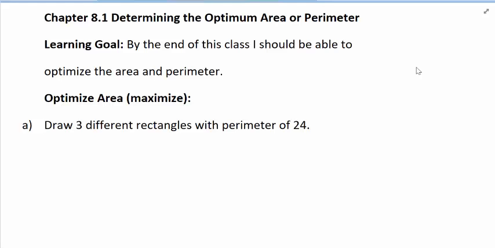Alright, chapter 8.1, determining the optimum area or perimeter. By the end of this class, I should be able to optimize the area and perimeter.